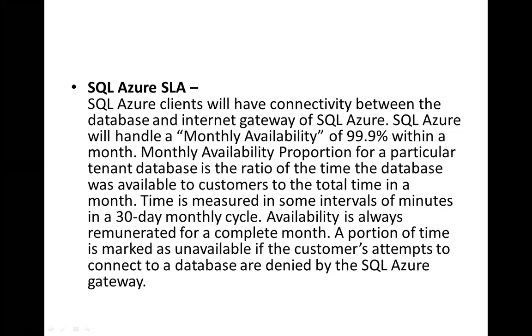A portion of time is marked as unavailable if the customer's attempts to connect to a database are denied by the SQL Azure Gateway. So this way you can see, if you are taking a single service of such kind, this also matters; this is called the SQL Azure SLA. This is one of the service level agreements shown between the database and the internet gateway of SQL Azure. So this was all about the service level agreement.